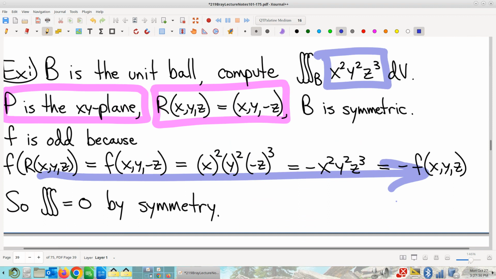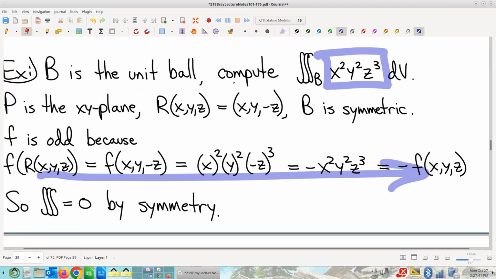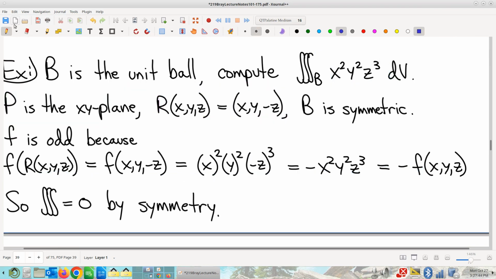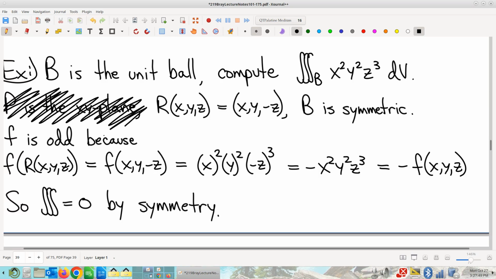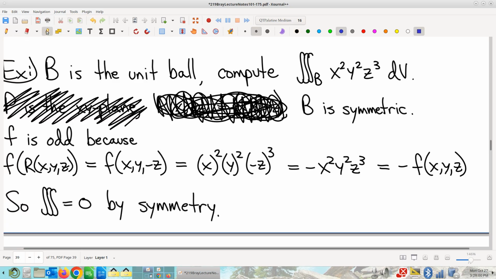Okay, let me give you a different point of view on this example. Let's suppose that I did not know that I should use the XY plane, and therefore I did not know what my formula for reflection was going to be. Right? So take that away. Now, how do I solve this problem? What I would do is say, look, this domain is the unit ball. I've got a bazillion options for planes. This ball is going to be symmetric through any plane containing the origin. So let's not even worry about that yet.